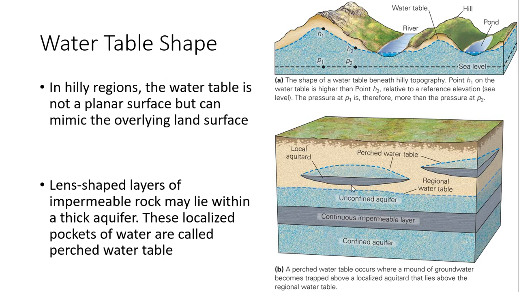So the Earth is not perfect. It's not always predictable. We always have small lenses of different sediment. And if we have small deposits of impermeable layers like clays and shales, we typically see water that sits right on top of that.